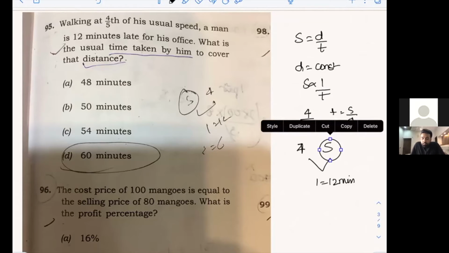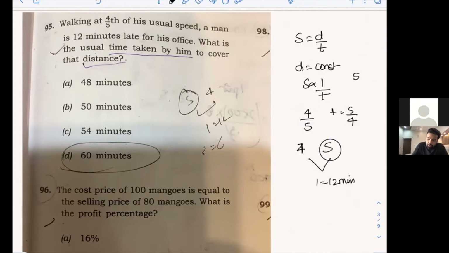A man is 12 minutes late. What is the usual time taken? पहले उसकी स्पीड थी 5, अब क्या होगी? 4. तो वन पार्ट इज 12, फोर पार्ट्स कितना हुआ, 4 into 12, 48 minutes इज यूजुअल टाइम. जो अब टाइम लग रहा है वो 60 minutes है, जो कि 12 मिनट का डिफरेंस आ गया.